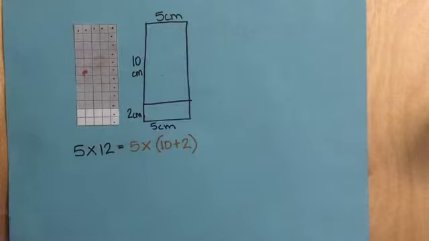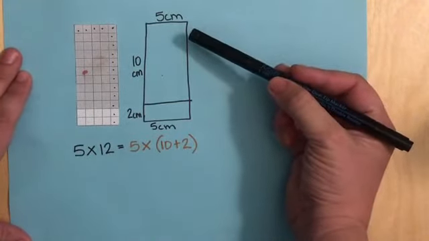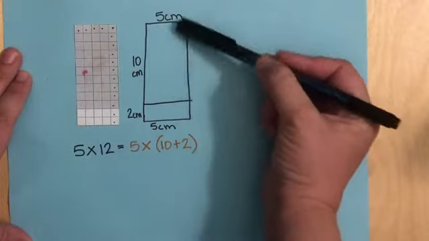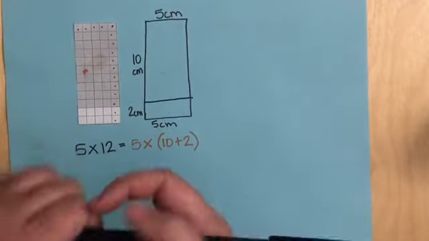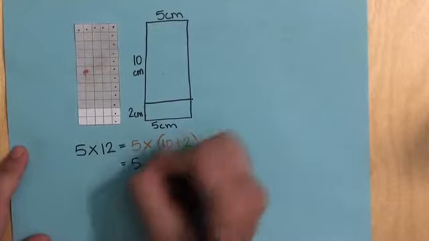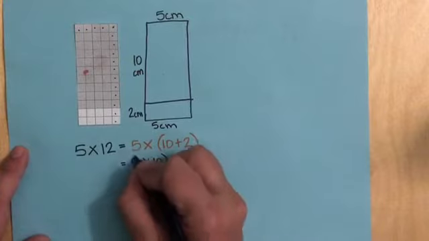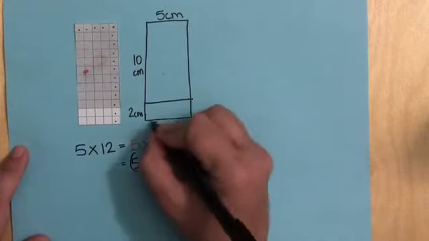Now we're going to write how we're going to find the area of each rectangle, because that's our next step. We're going to find this area and this area. So we're going to find 5 times 10 plus 5 times 2.